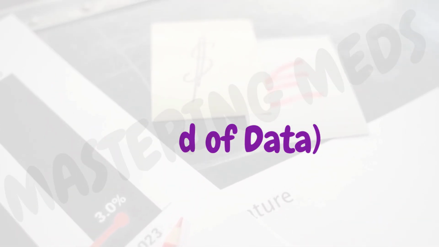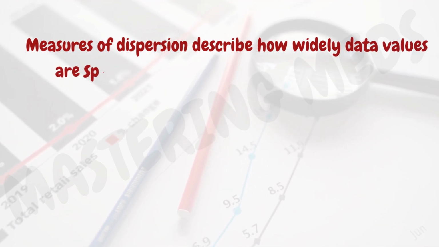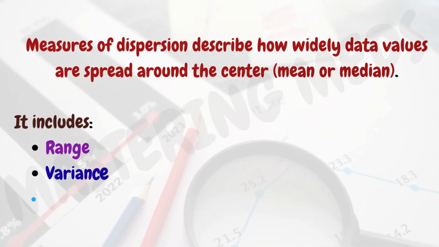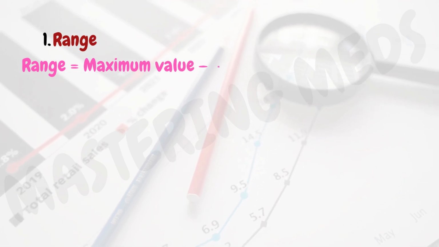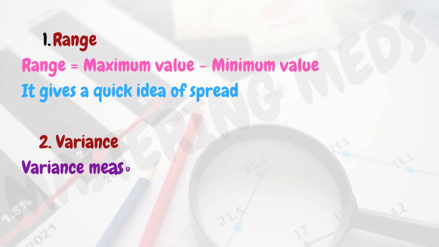Measures of dispersion. Measures of dispersion describe how widely data values are spread around the center, mean or median. It includes range, variance, standard deviation. Range. Range is maximum value to minimum value and it gives a quick idea of spread.